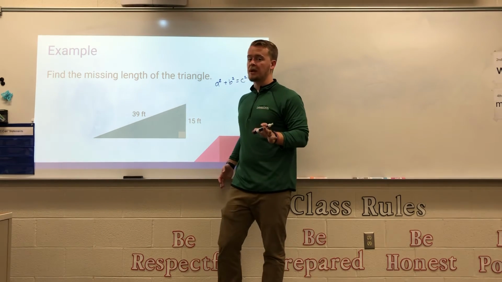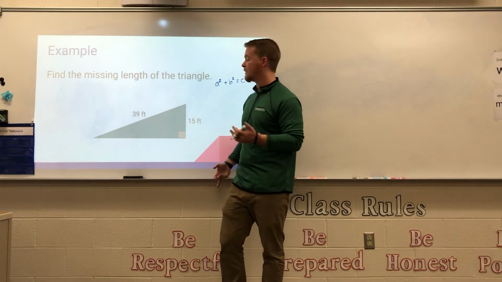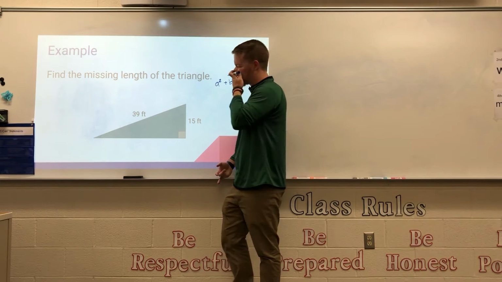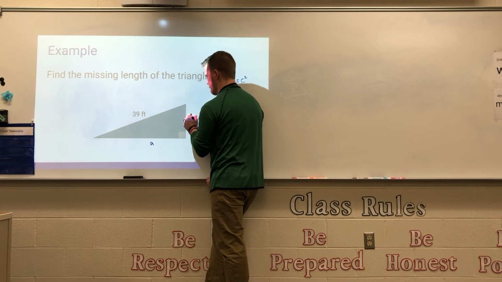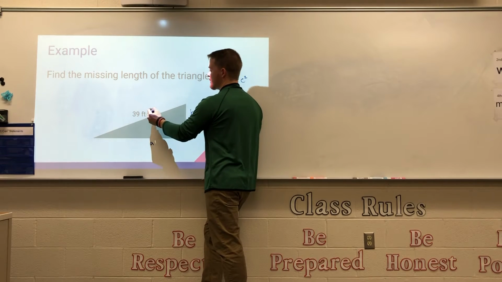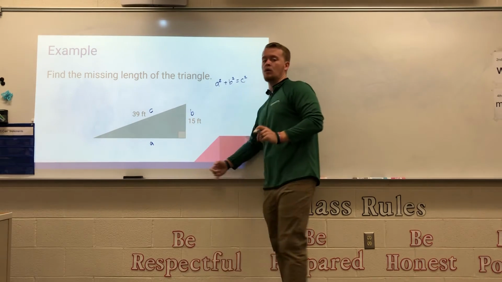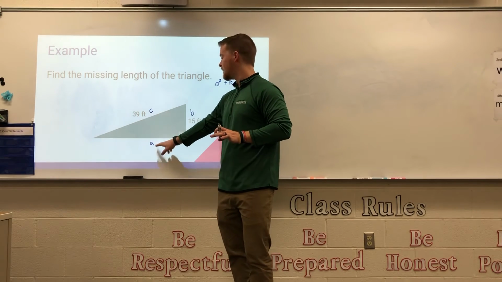So you'll see something here. This is our first problem where we have to solve for something other than c. We have to solve for one of the legs. So this will be my a, this will be my b, and the side opposite of the right angle is my c. So now we are given b and c, and we have to find a.